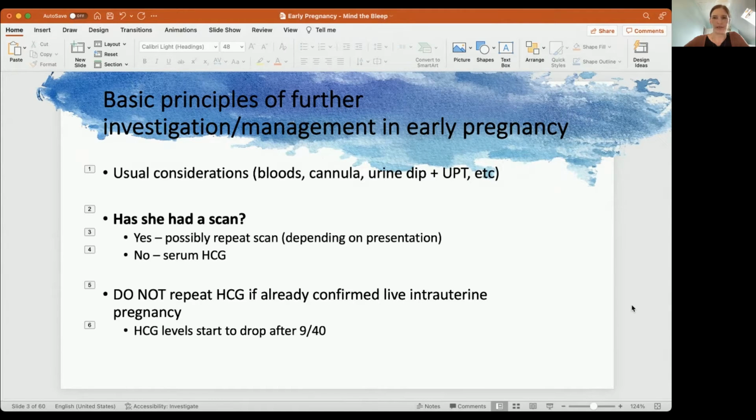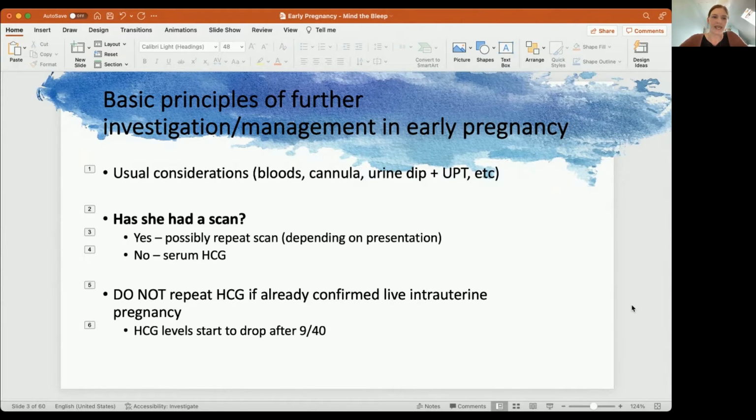So there's the usual things you always have to think about, of course. If you're seeing someone in A&E, do they need bloods? Do they need a cannula? With a pregnant woman, very important always to do a pregnancy test, always. She may tell you she's pregnant. She may not be pregnant. She may not think she's pregnant, but she is pregnant. It's very important to do a pregnancy test in anyone who is, whatever, 12 to 50.